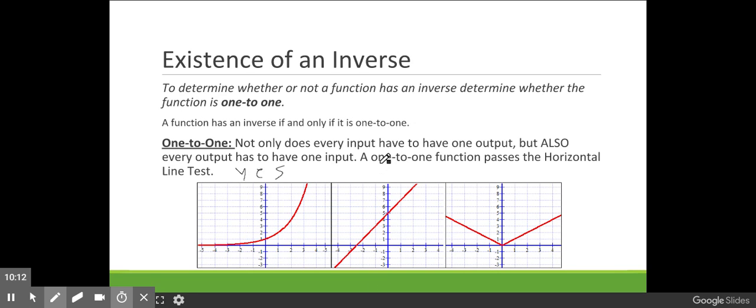Same thing with this. If we draw a vertical line, it only crosses once. If we draw a horizontal line, it only crosses once. So this is also one-to-one. This function does have an inverse. Here, this passes the vertical line test, but does not pass the horizontal line test. So if I draw a horizontal line, you can see 1, 2, it crosses twice. So this function does not have an inverse. So fun fact, not all functions have inverses, and that's how you tell if it does or not.